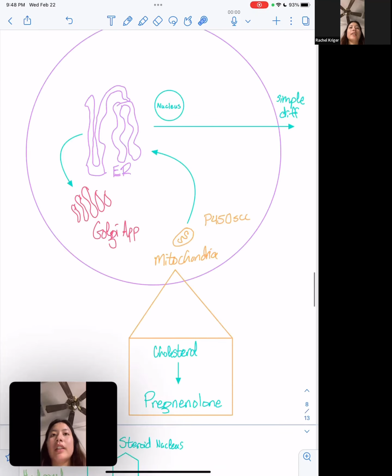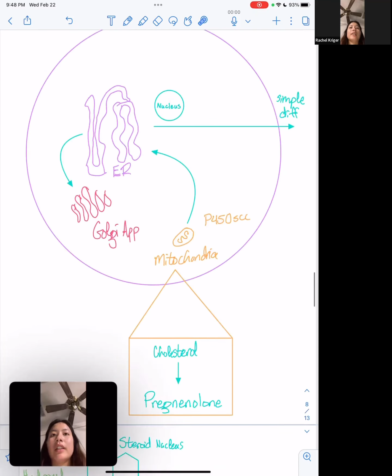The endoplasmic reticulum then is able to carry out more enzymatic reactions that produce the final steroid hormone, such as cortisol, testosterone, or estrogen. In their final form, these steroid hormones are able to leave the cell with no external aid because they are lipid soluble. So they're able to pass through the phospholipid bilayer just through simple diffusion.